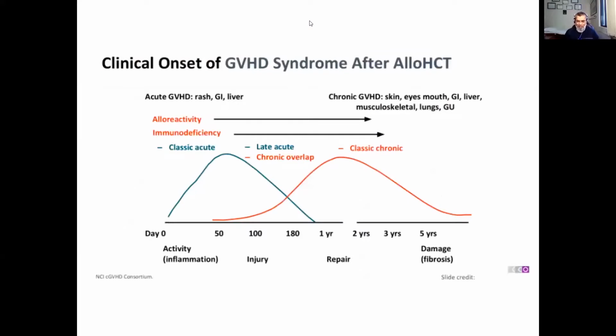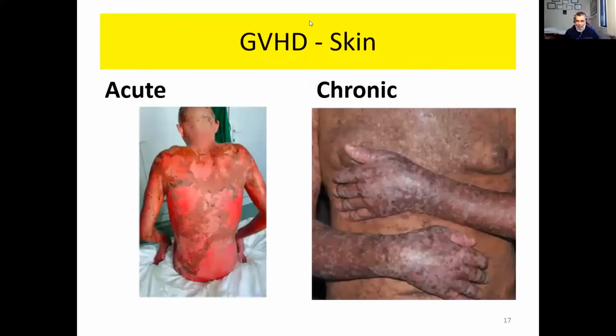And that's how we divide it into acute and chronic GVHD. Roughly in the first 100 days, it's labeled acute, and subsequently it's chronic, although there are overlap syndromes, and this is not a hard and fast division.